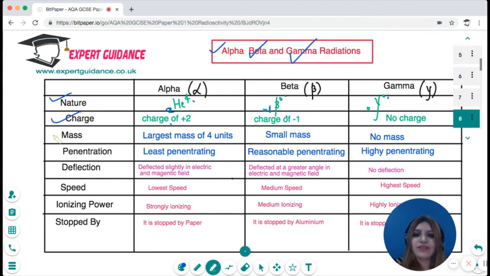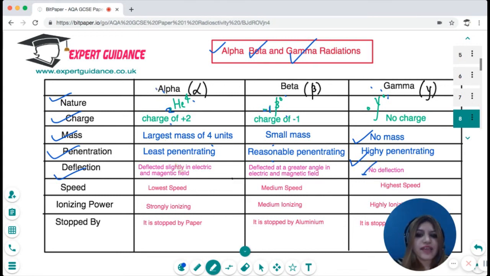So the alpha particle has the biggest mass and is the heaviest. Beta has the smallest mass, and gamma is just an electromagnetic radiation, so it has no mass. Alpha particle being heavy is least penetrating, beta is reasonably penetrating, and gamma is highly penetrating. Alpha, since it's very heavy, is deflected slightly in an electric or magnetic field. Beta is deflected at a greater angle, and gamma shows no deflection because it has no charge.